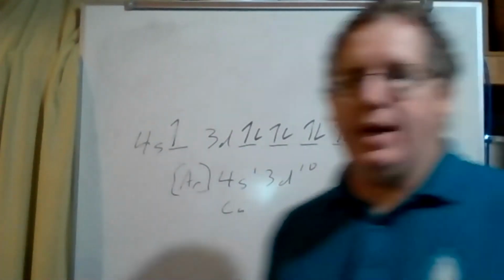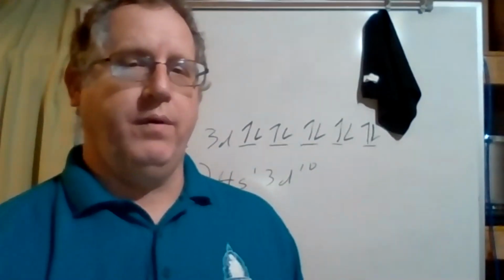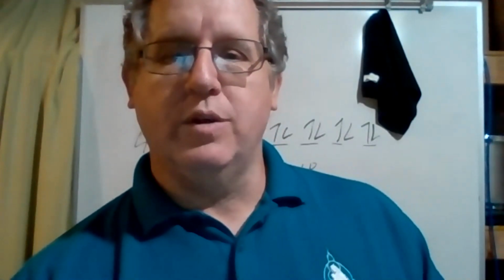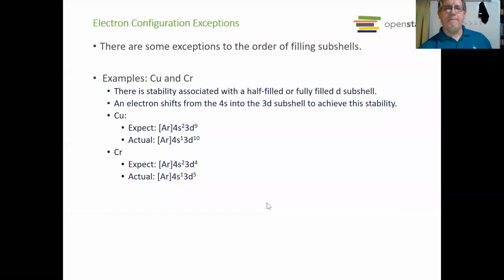There are others that do that. As a matter of fact, palladium in its ground state, both of the 5s electrons drop down to the d sublevel. Okay, so let's go back to our slideshow. Again, if you see a list of them, you'll find out there's a lot of exceptions as you get farther down in the periodic table.